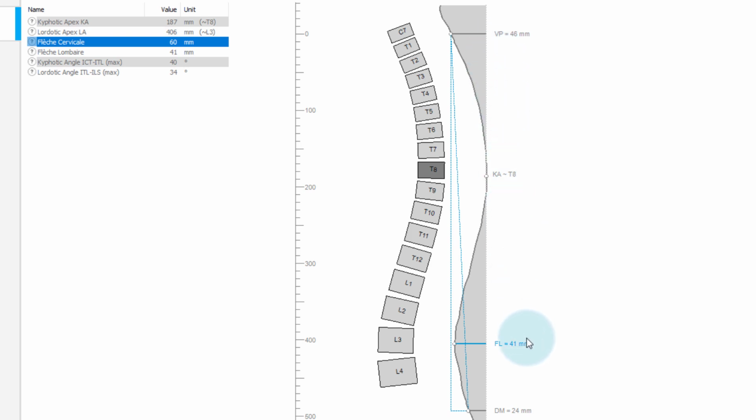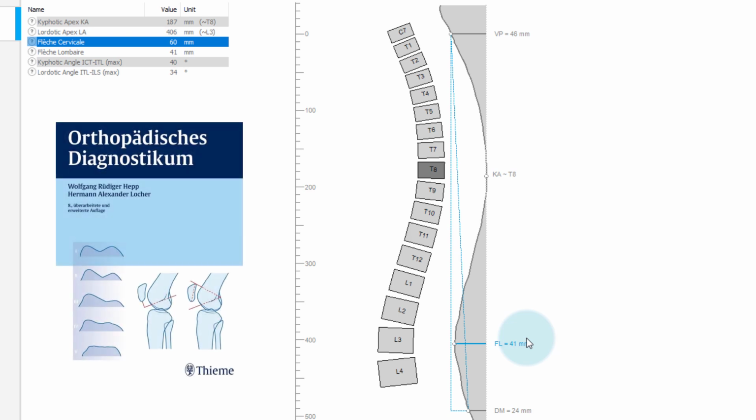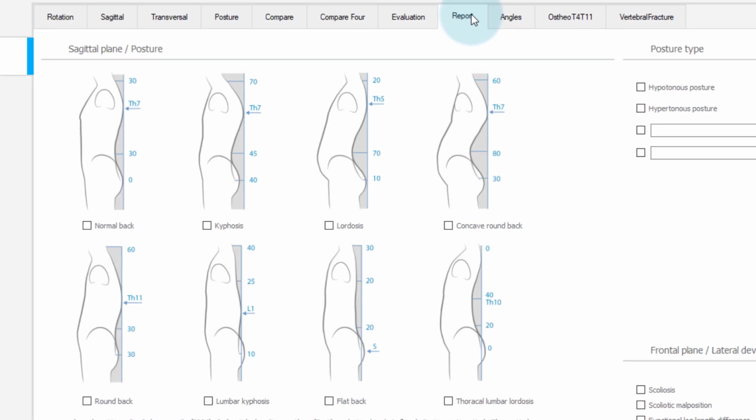The approach presented on this page has a rather shadowy existence in the German-speaking world. A short description is given in the Orthopedic Diagnostic by Hepp and Locher. Here too the alternative variant is described, which can be viewed on the results page Report.